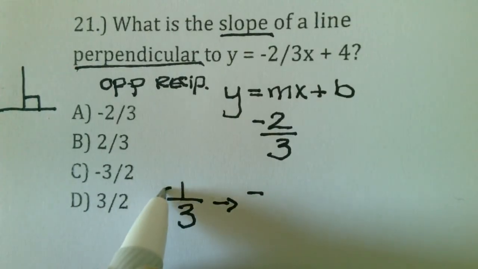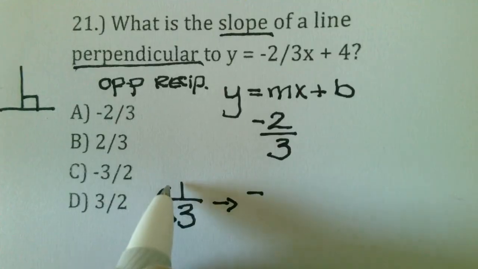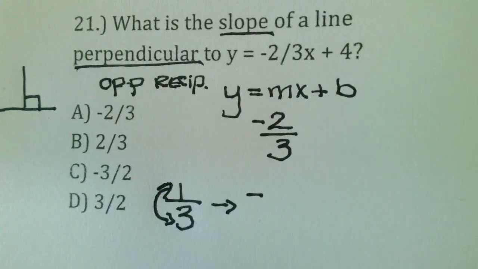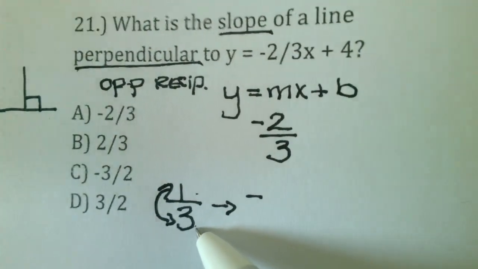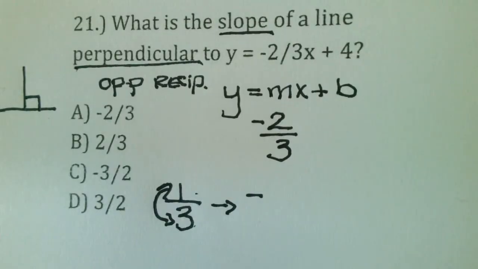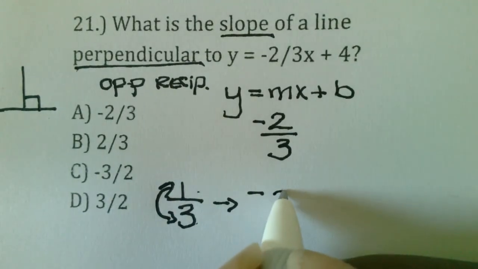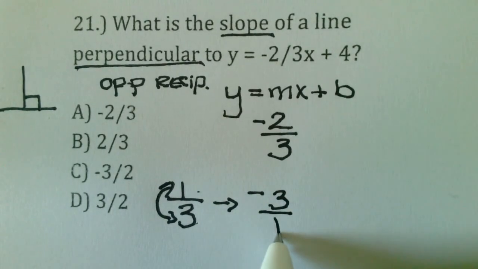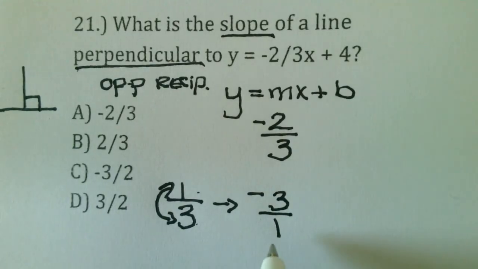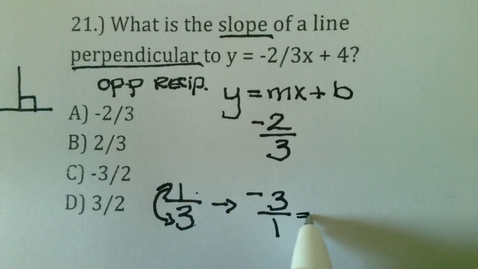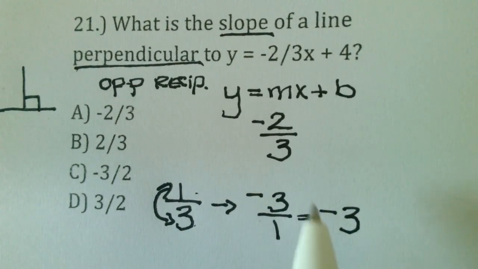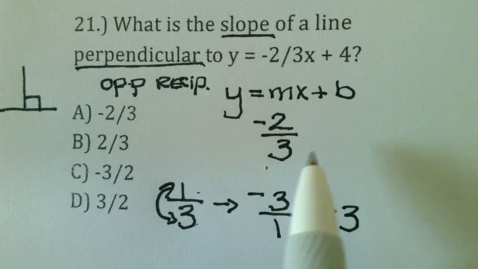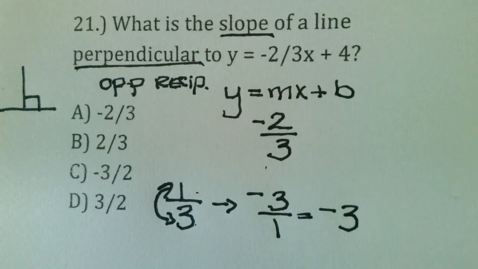It will be negative, and we're doing the reciprocal. We're going to flip, so your numerator becomes your denominator and your denominator becomes your numerator. That gives you negative 3/1, and if you reduce that further, it's simply negative 3. But looking at ours, it's a negative 2/3.